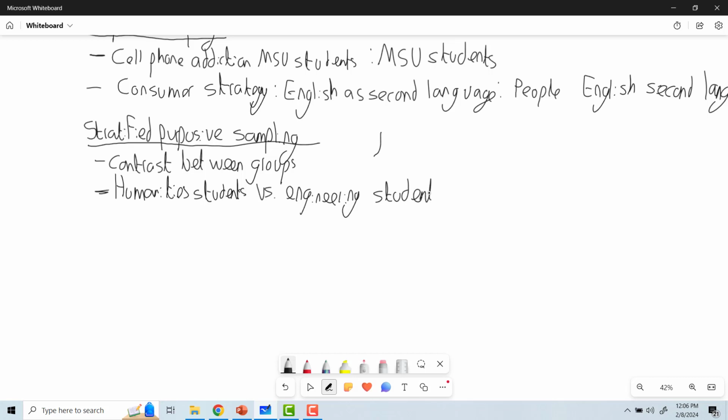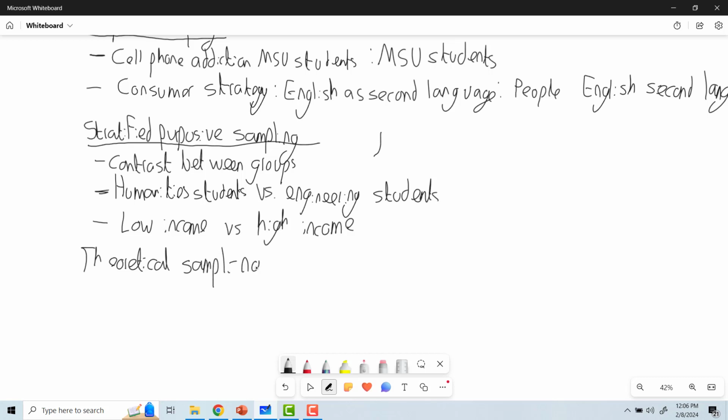And if we're a retail brand, such as Walmart, we think we do well in certain segments, but not other segments, we'd maybe look at people who are low income versus high income. Now, theoretical sampling is where we're looking at some of the relationships and potentially actually sampling people who aren't our original target.